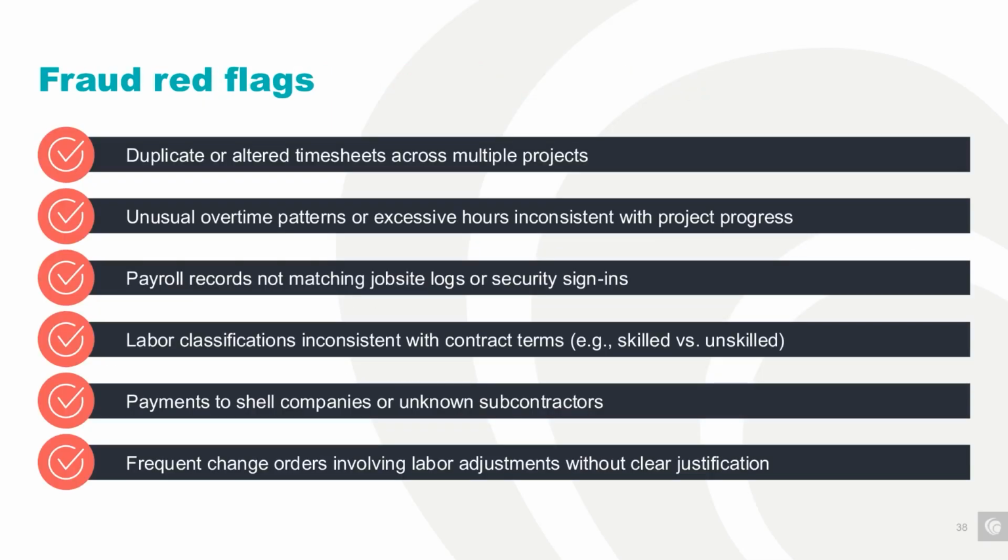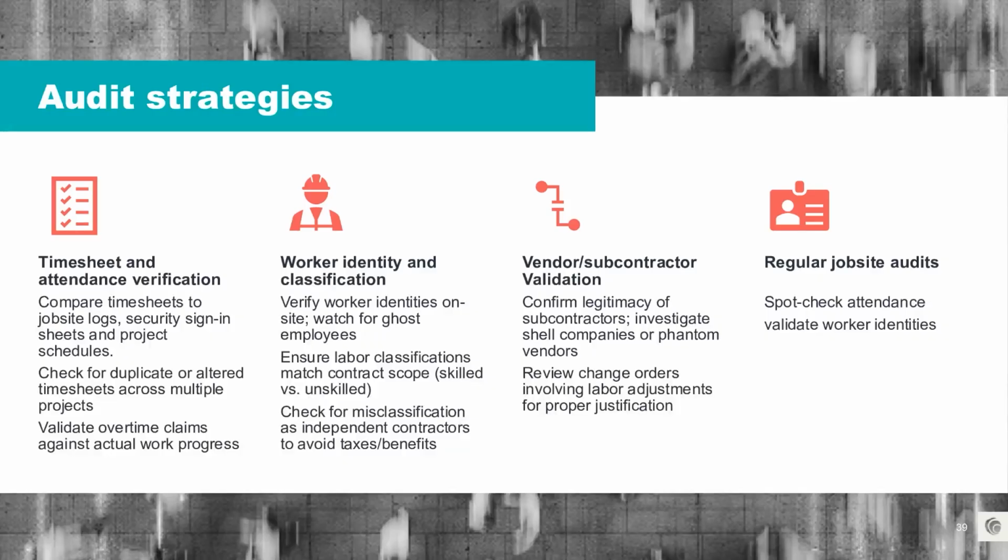And so some of the red flags to look for, and some of these align with your audit procedures as well too. So you're looking for duplicated or altered timesheets, unusual overtime patterns, payroll records that don't match job site logs or security sign-ins, labor classifications that are inconsistent with your contract terms, or frequent change orders involving labor adjustments without clear justification. And some of the audit strategies, again, that can help uncover this, follow your audit program, right?